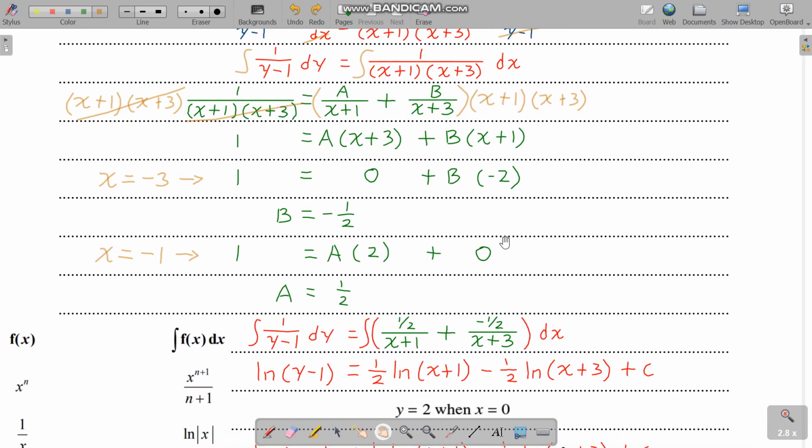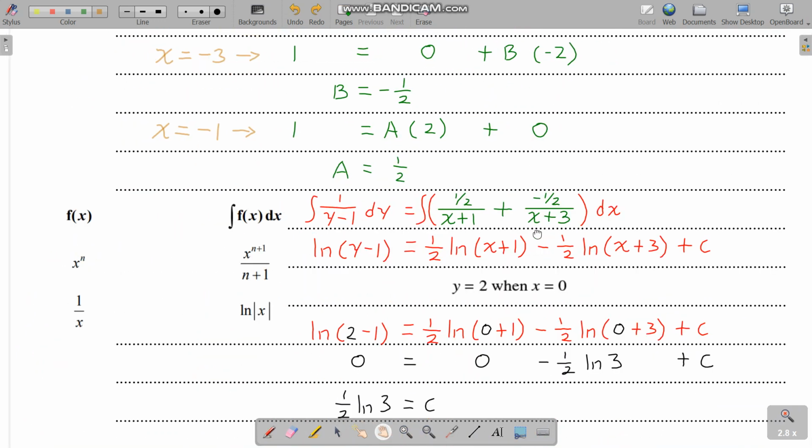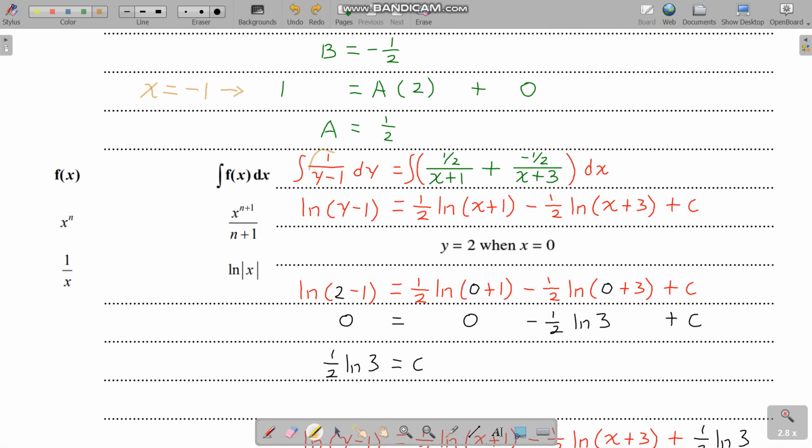So now we know the a and the b. We replace this a with 1/2 and this b with minus 1/2, just like this. And then we integrate now. We can integrate everything now. So for 1 over y minus 1, we use this rule. We get ln the denominator, so ln y minus 1.